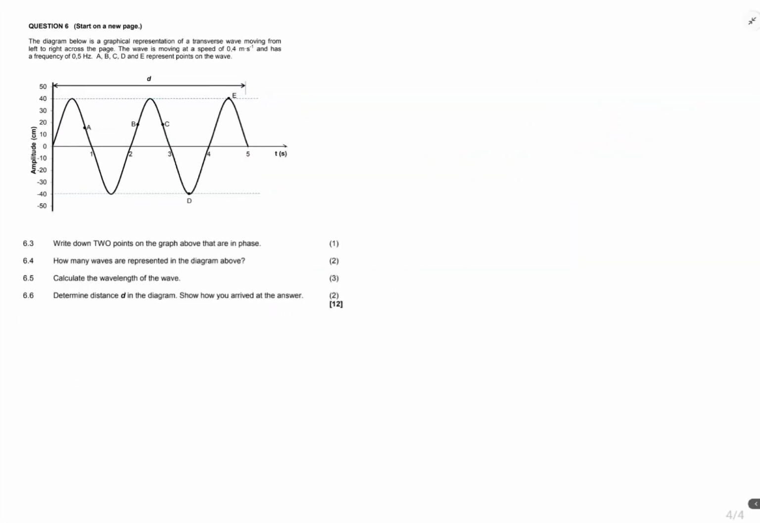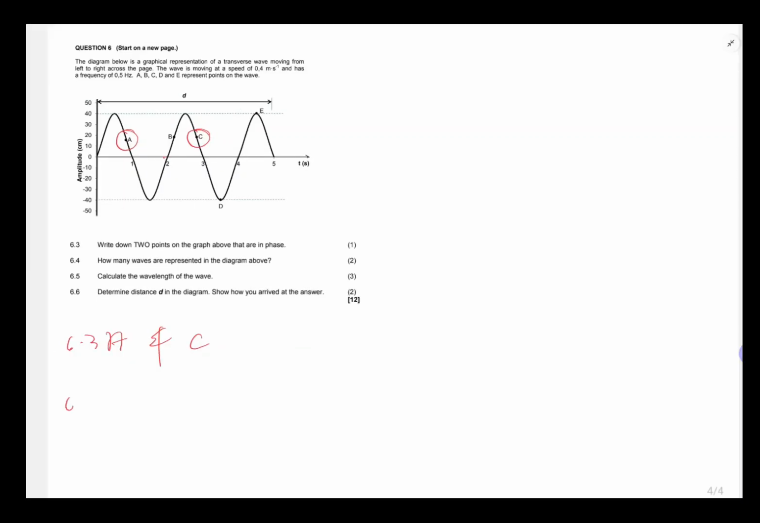Here they say we should write down 2 points on the graph above that are in phase. From here we can see that A and C are in line. We said that in phase means that the points are on one line. So A and C, 6.3.